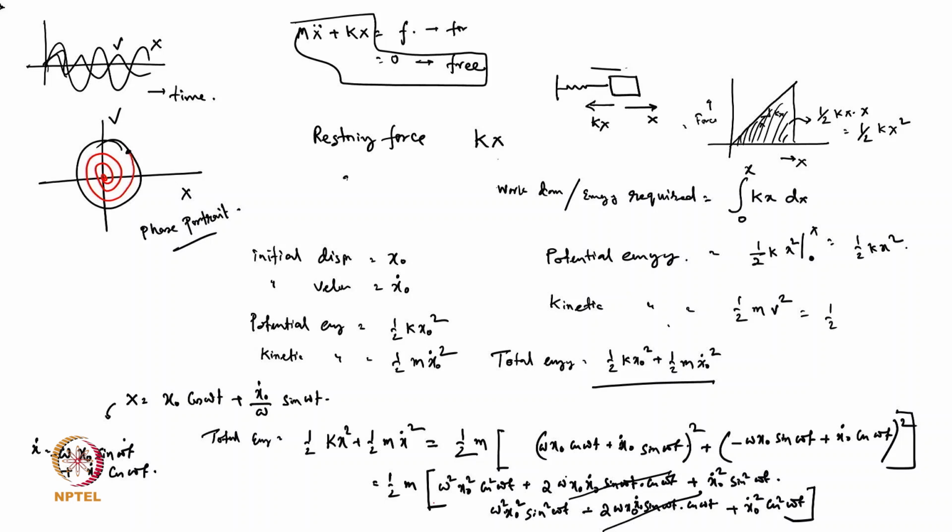I am left with half of m into omega square x0 square plus x0 dot square. And if I see the total energy here, half of m, I just take m common, so I am left with omega square x0 square plus x0 dot square. So we can see that the total energy at any point over time and the total energy from the initial condition are exactly equal. They are term-wise equal, so there is no need to plot or show. All the terms are the same, so they will definitely be the same.